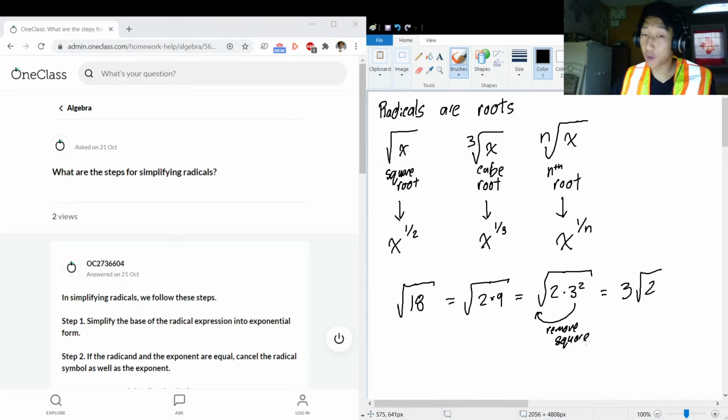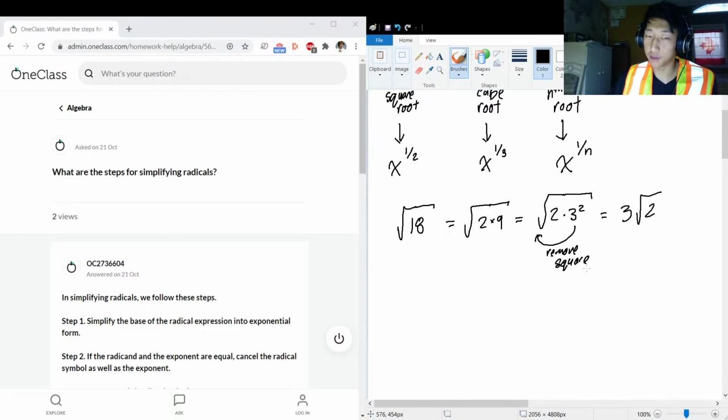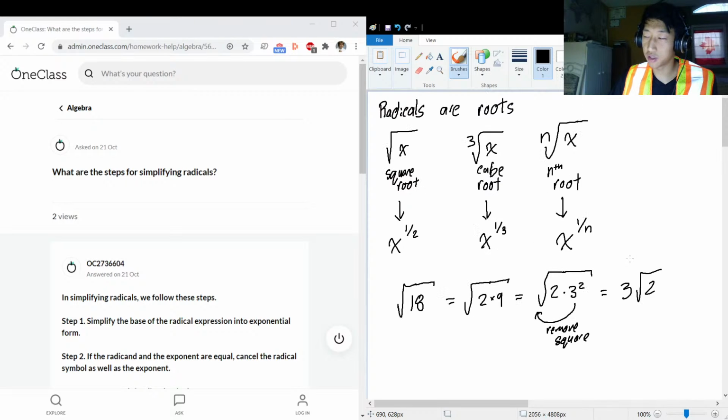Now of course if this was a 3rd root or an nth root, we would do something different. Instead, we'd be looking for cubes inside. So maybe an example of that is, I'm trying to think of a nice cubey number. 54.